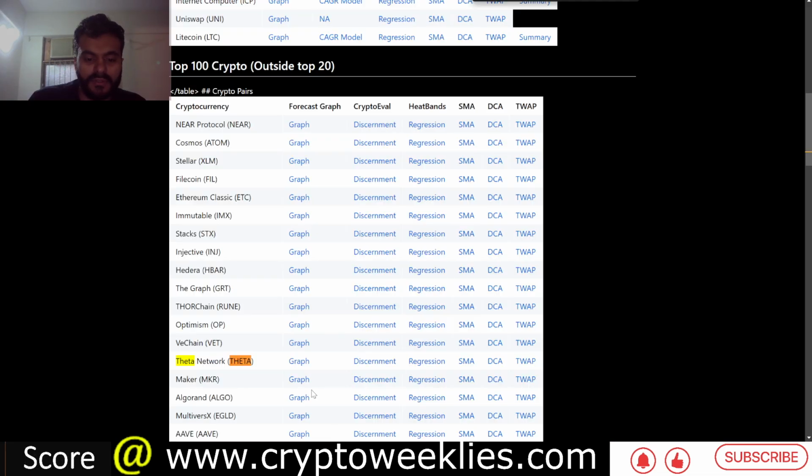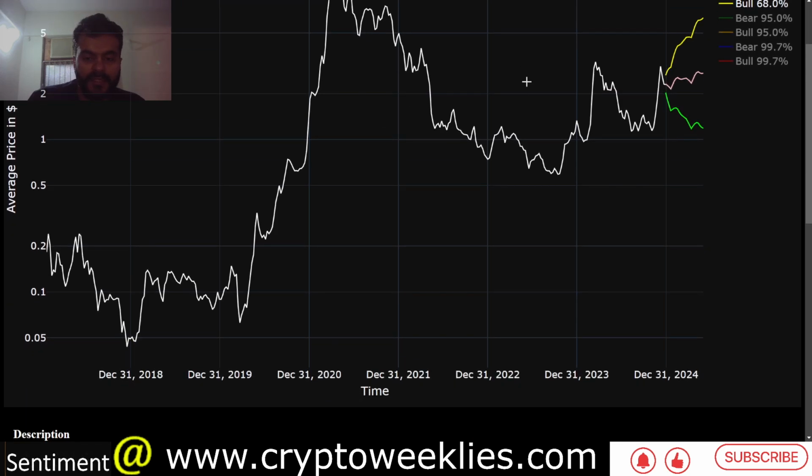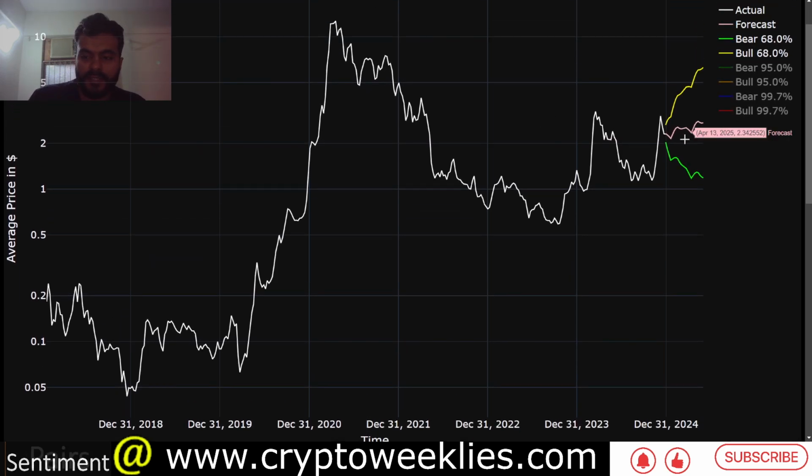In terms of the machine learning based price forecast for Theta, this is the weekly price action for Theta, and based on the weekly price action and machine learning models such as ARIMA, LSTM, and XGBoost, the three scenarios forecasted by the model is first the directionality of the forecasts. The likelihood of the price action is established in this pink line, which is the base case.